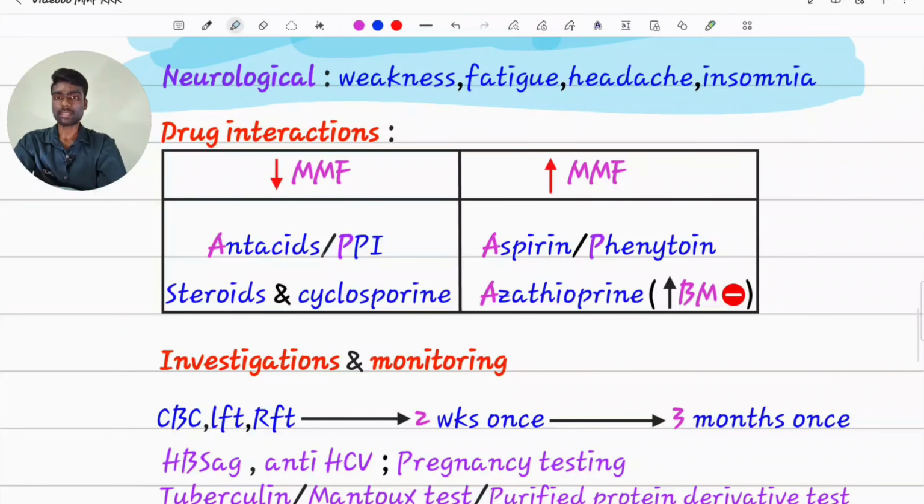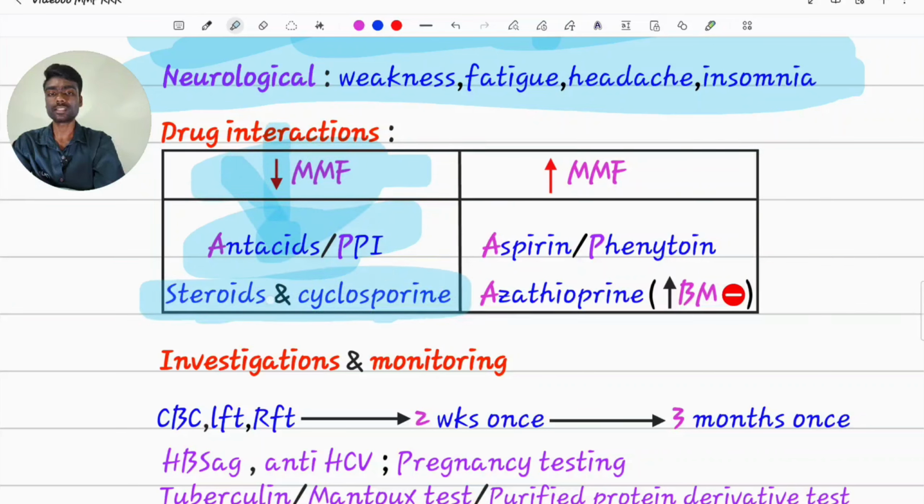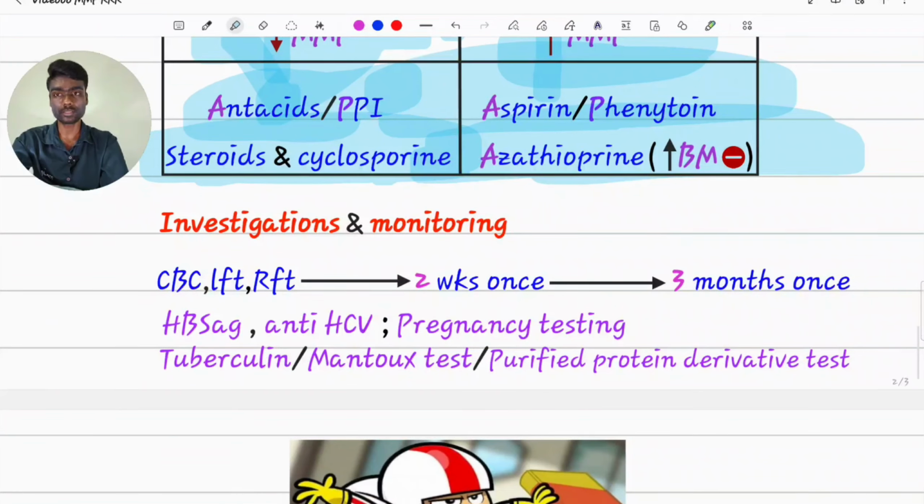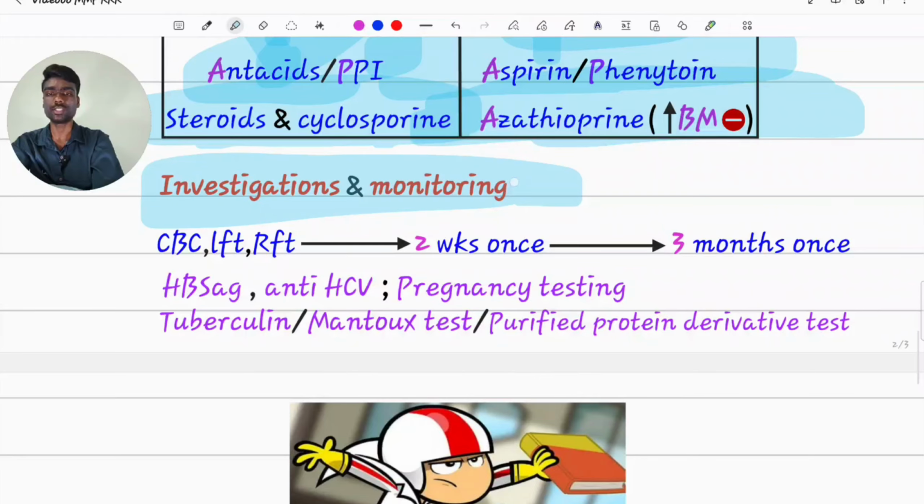Antacids and proton pump inhibitors both will disrupt enterohepatic circulation and will reduce mycophenolate mofetil levels. Steroids and cyclosporin also will reduce. Drugs which increase mycophenolate mofetil are aspirin and phenytoin. These both will bind to albumin and make mycophenolate mofetil free from bound state and elevate the levels of mycophenolate mofetil. As we already discussed, azathioprine increases the risk of bone marrow suppression.